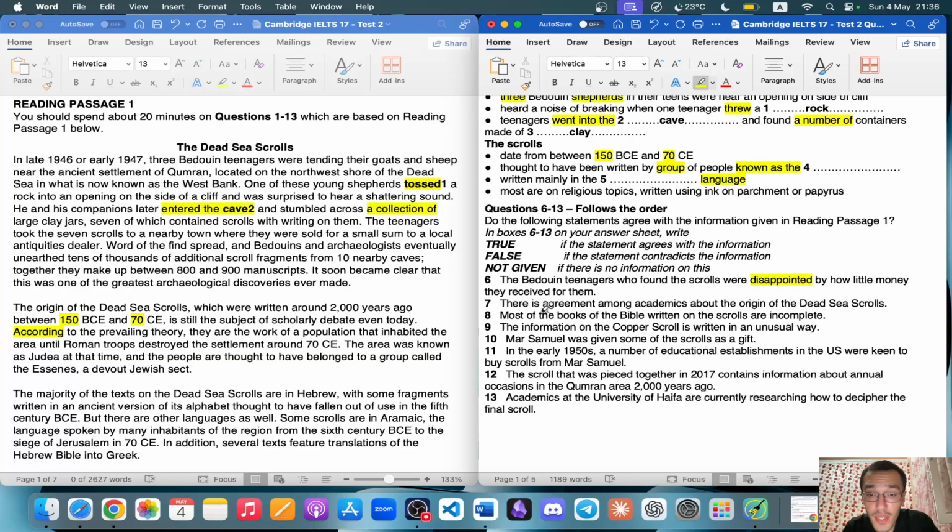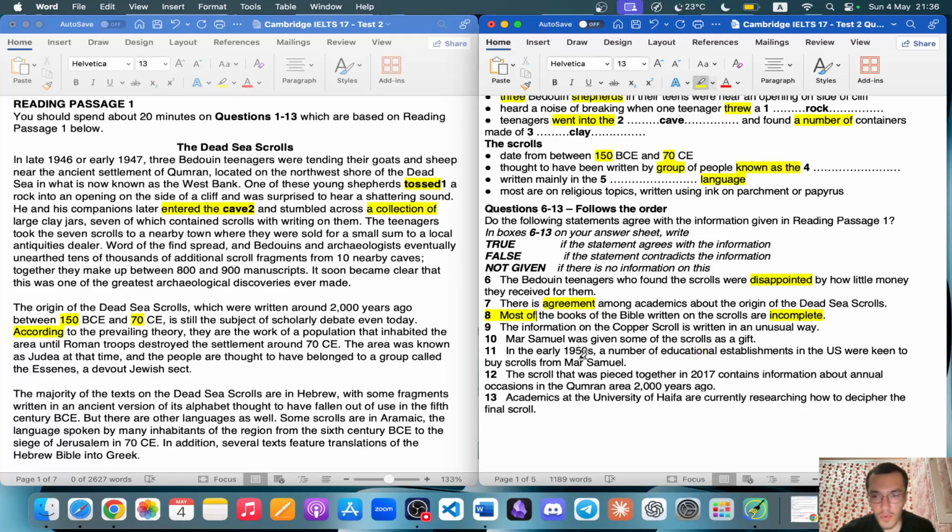There is an agreement among academics about the origin of the Dead Sea Scrolls. Most of the books of the Bible written on the scrolls are incomplete. So most of the books, you need to pay attention to the word here, most of them. This is very good grammar, by the way.